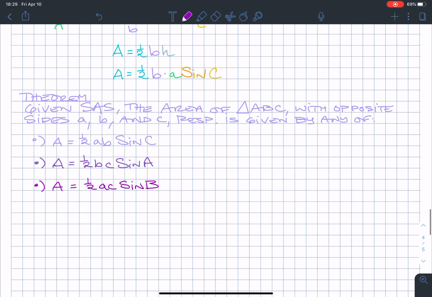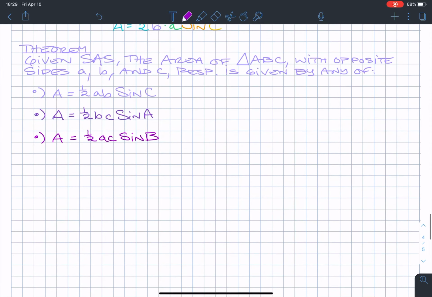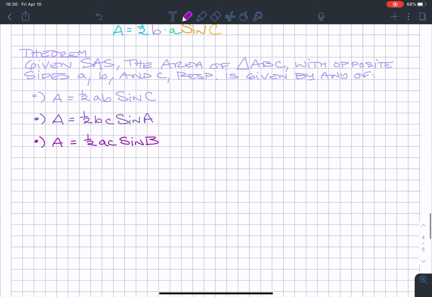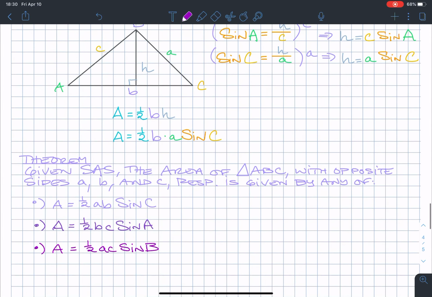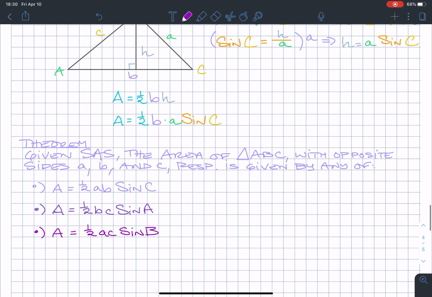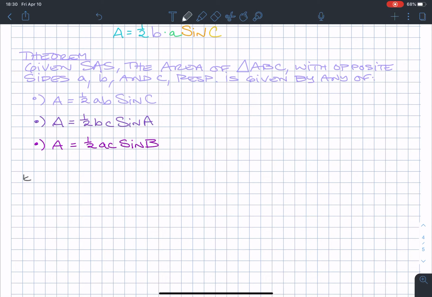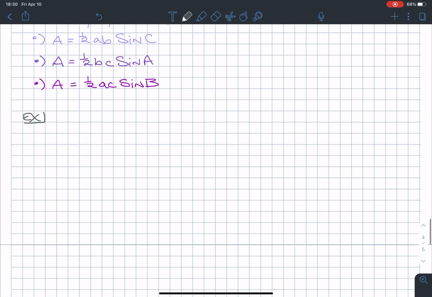Okay, so it doesn't really matter which sides we use, just as long as the angle is the one that is in between the two sides, hence side, angle, side. So we notice here's a and b, and C is the angle between them, so side, angle, side. Okay, so let's put this to good use. So for example, let's find the area of triangle ABC.